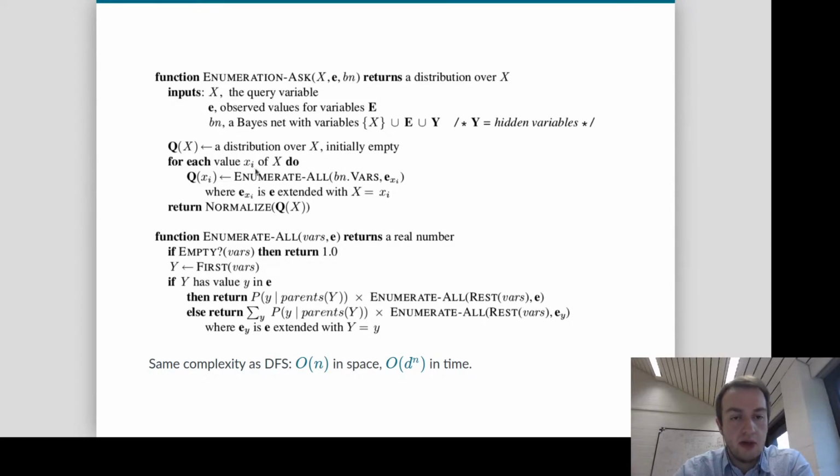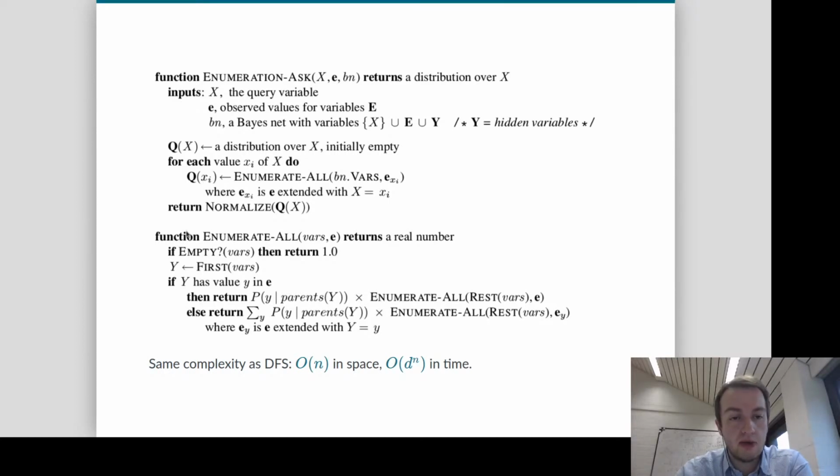Then for each unique value xi of x, what you would do is compute p of xi given e. To do that, you would use a second algorithm which is called enumerate all, which is the function defined below. This function would take as argument a set of variables and some evidence. The set of variables in our case would be all the variables from the Bayesian network, and the evidence would be the union between the values e, lowercase e, and the value xi for which we want to compute the conditional probability value.